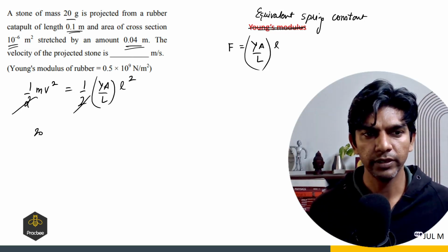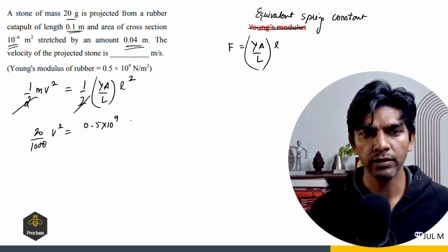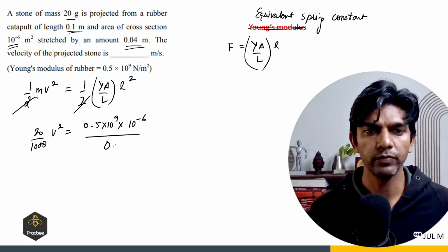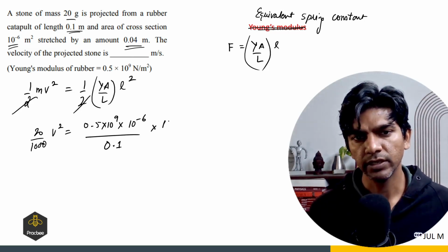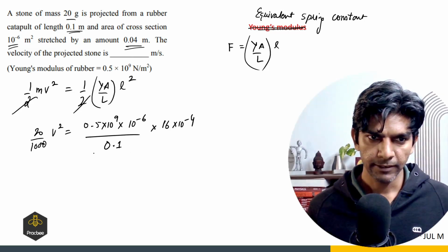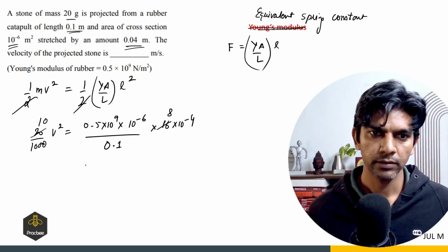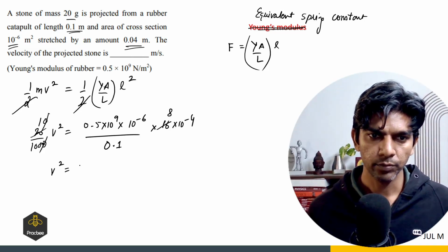Mass is given as 20 by 1000. V square. Young's modulus is 0.5 into 10 raised to power 9. Area is given as 10 raised to power minus 6. Length is given as 0.1 and the elongation is given as 0.04. So 16 into 10 raised to power minus 4. Now from this, this will be 10 and 8. So we can say V square will be 0.5.